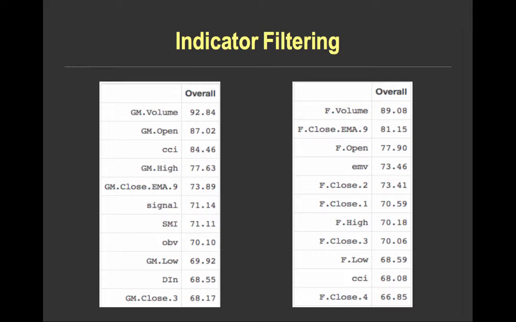As you go down the list, the indicators become less and less pertinent to deciding whether or not the stock will go up or down the next day. For GM, the opening value of that bar will tell you whether or not the price will go up or down the next day. The next one is the CCI.